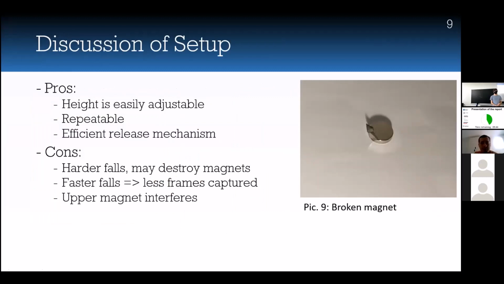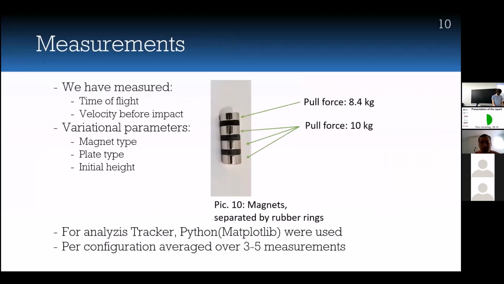Yeah, and then let's briefly discuss the pros and cons of the setup. So the height is easily adjustable, of course. The setup is also repeatable due to the construction, and the release mechanism, which was done using another smaller magnet, is also quite efficient. However, harder falls may destroy magnets, as you can see on the right. And faster falls also mean that fewer frames can be captured. I used slow-mo footage on my phone, which outputs 240 frames per second, but as we will see in a second, it was not enough.